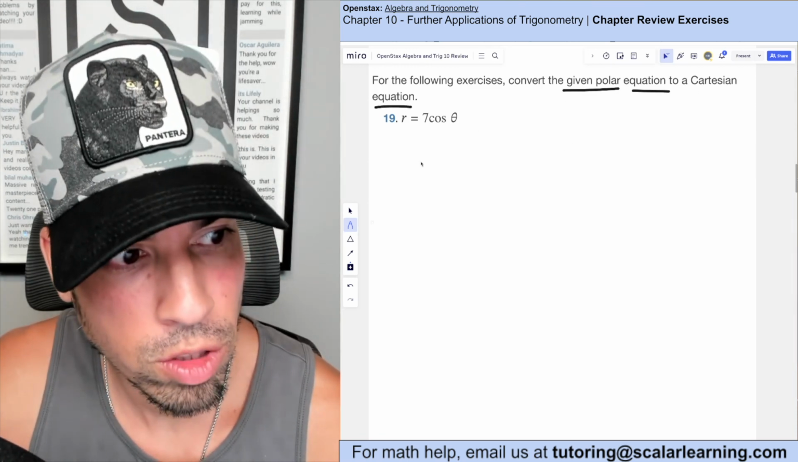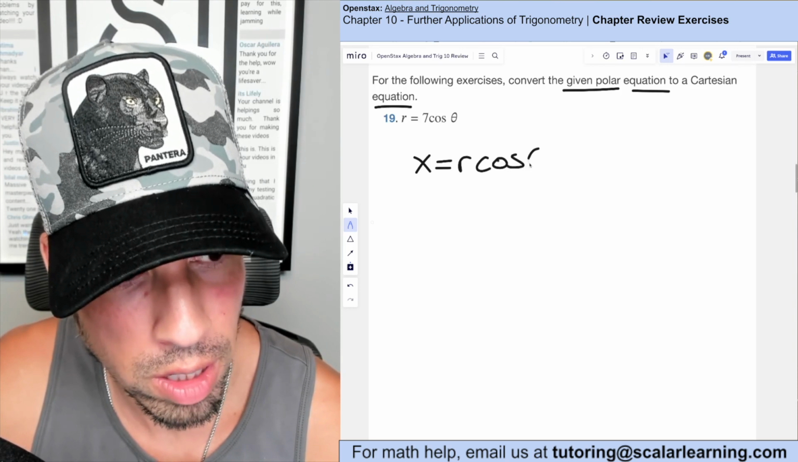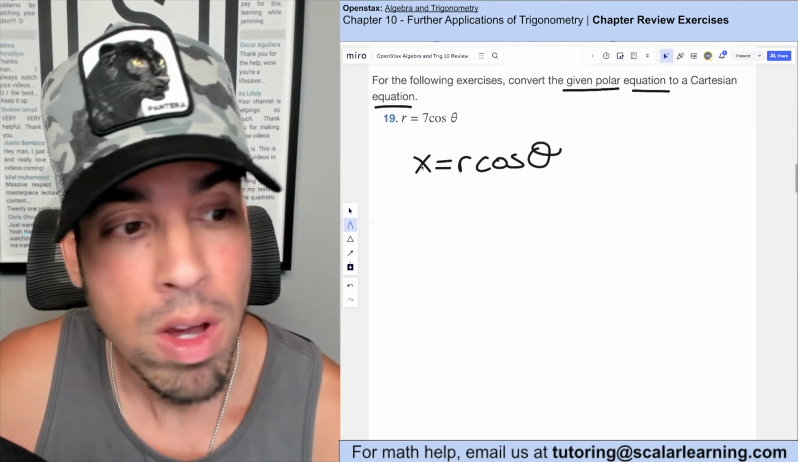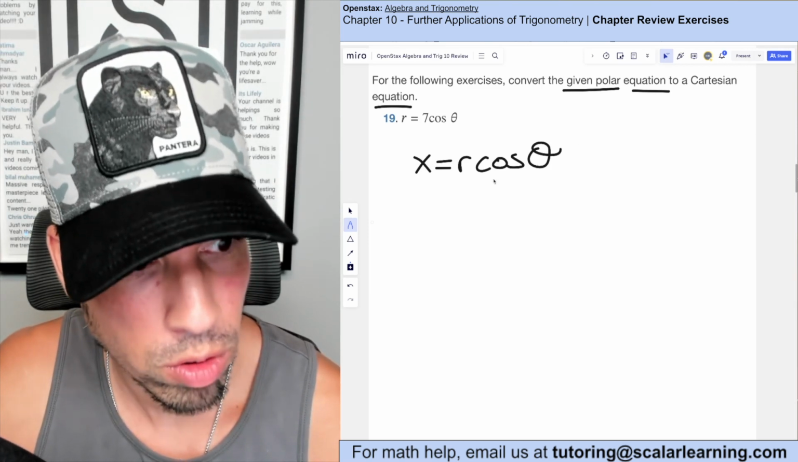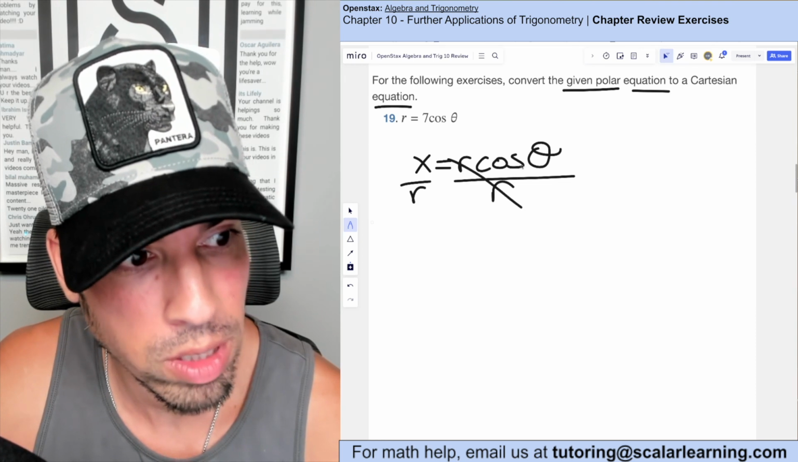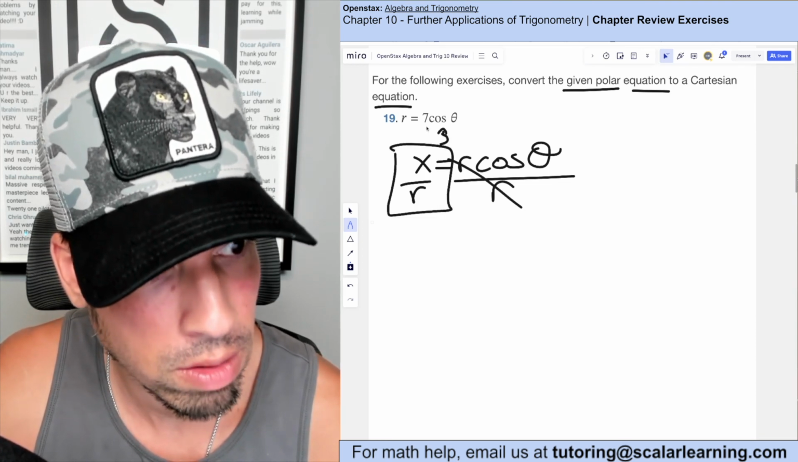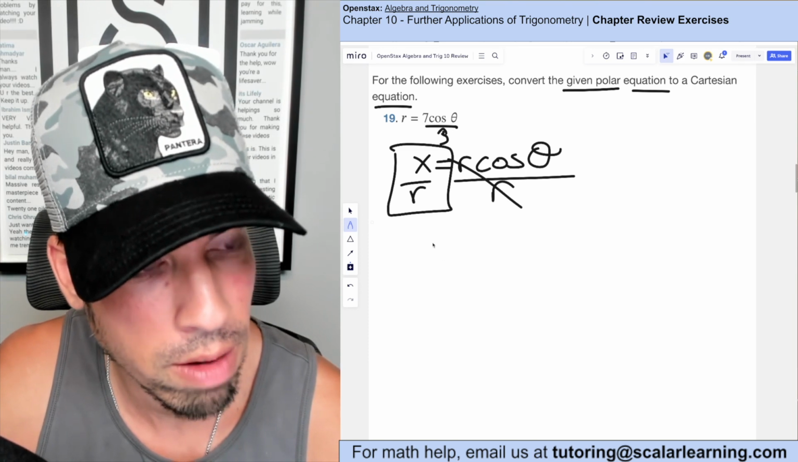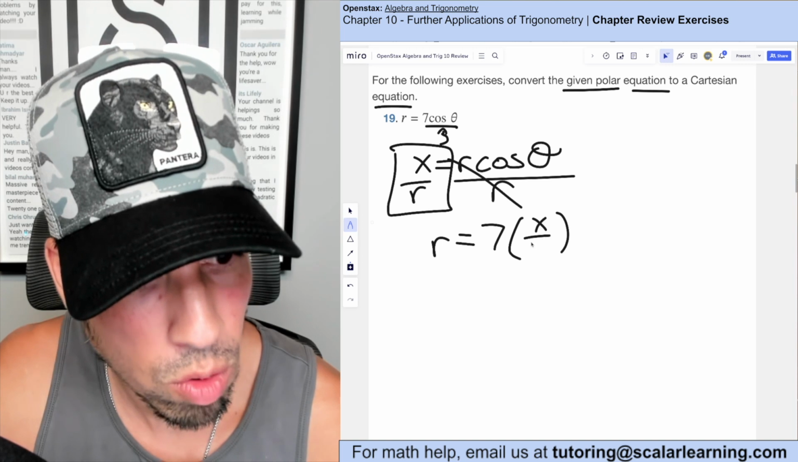So for this one, we're going to start with the formula such that x equals r cosine theta. This is a way that we convert rectangular to polar, right? So if I divide both sides by r, I see that cosine theta equals x over r. Now I can plug this in for cosine theta, so now I have r equals 7 times x over r.